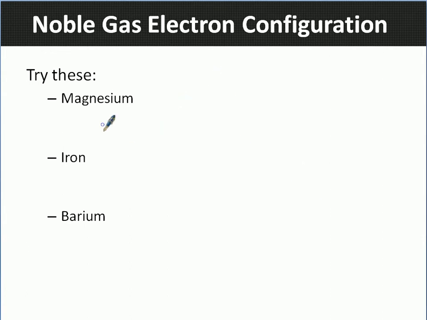Okay, for magnesium, the noble gas before magnesium is neon. So I'm going to get neon, put it in brackets, and then it's just going to be 3s2. That was pretty easy.